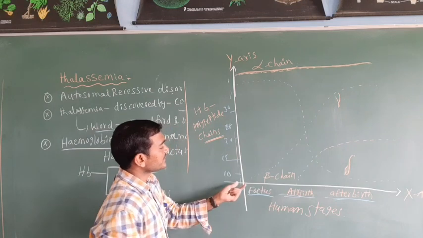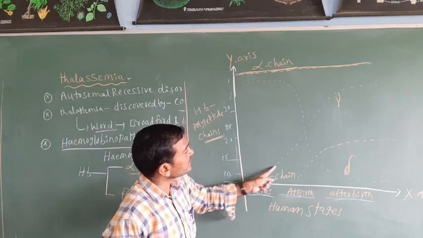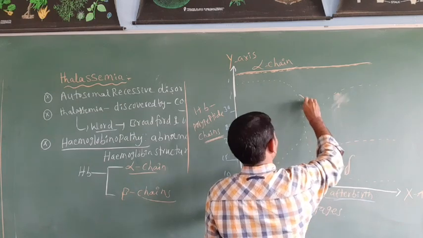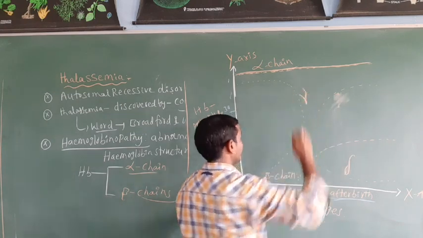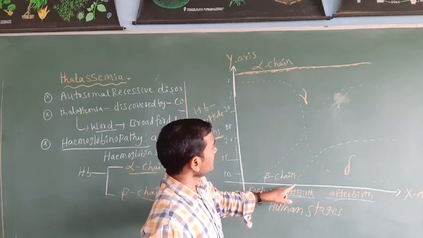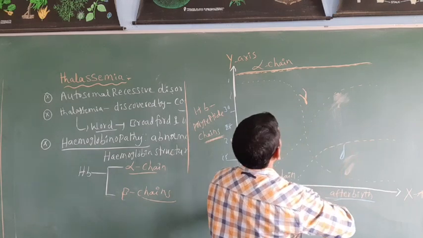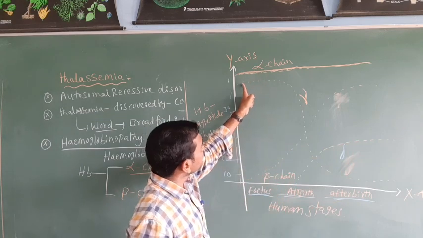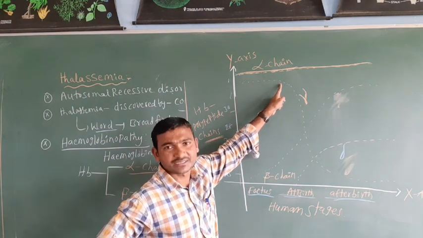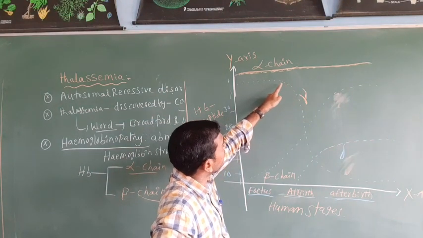Then next, take the beta chain. In the fetus, the beta chain gradually increases. The beta chain is gradually increasing. Now take the alpha, beta and gamma chains here. During the fetal period, gamma hemoglobin is more available. This is the chain of hemoglobin that is gamma.